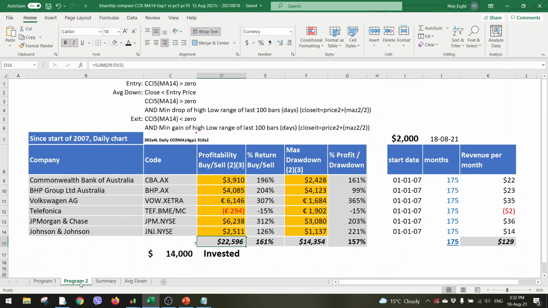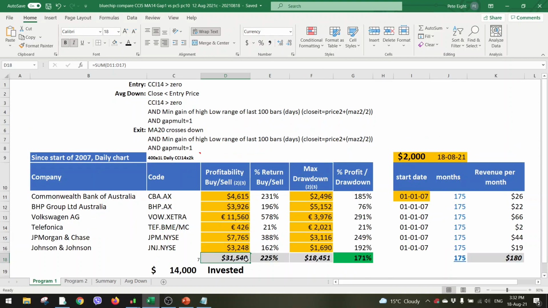Now, program 2 we're testing generated similar results, but a bit less revenue and a bit less drawdown, with a profit over drawdown percentage of 157. So what we're trying to do is achieve a higher percentage gain of the profitability over the drawdown. Now, in this case, program 1, this is the logic it uses, and I'll explain how that logic works going forward.